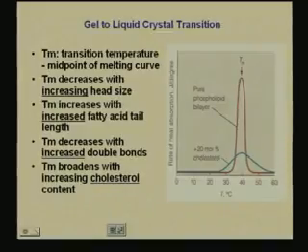If you have an increased number of double bonds, a larger number of kinks in the structure, it disrupts the ordering. Tm will decrease.